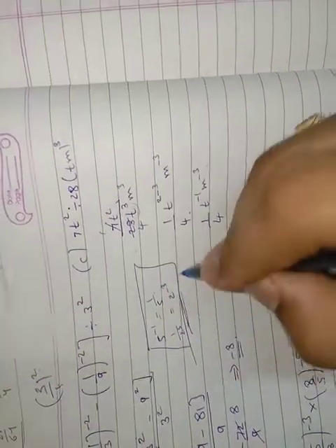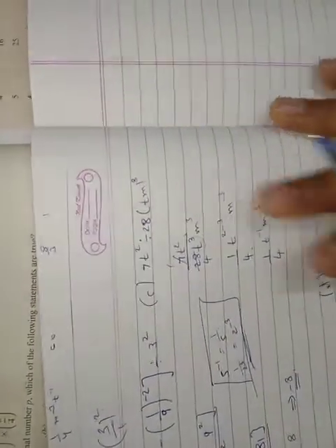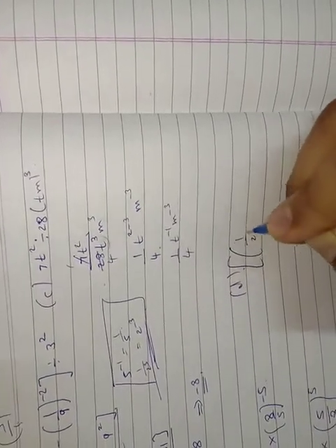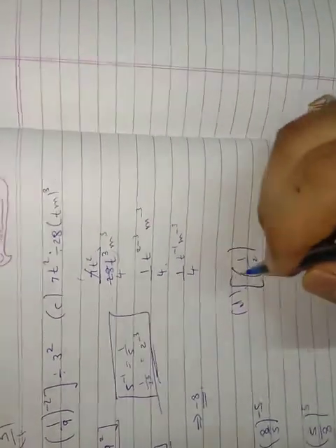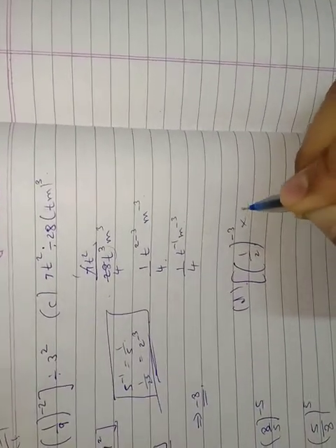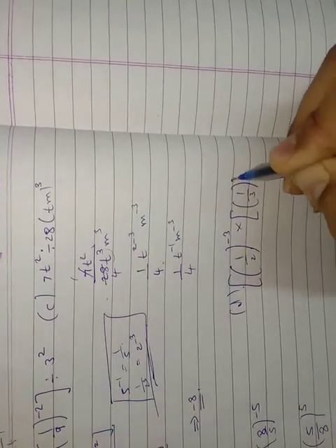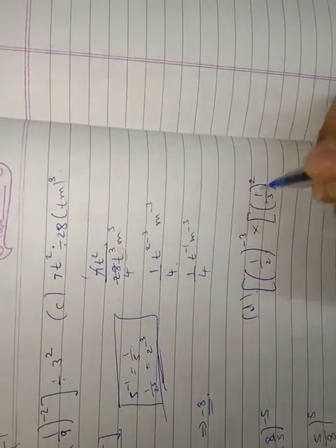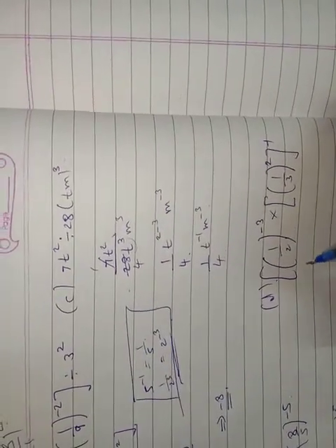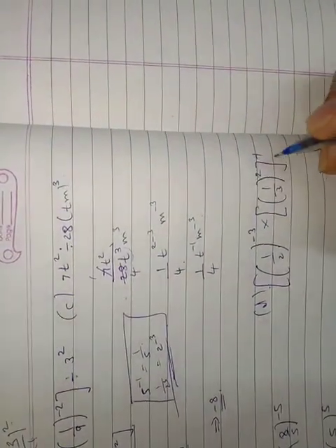This is the example. Now the D part, the last part: 1 upon 2 power minus 3 into 1 upon 3 power 2 power minus 1 divided by 6 upon 5.